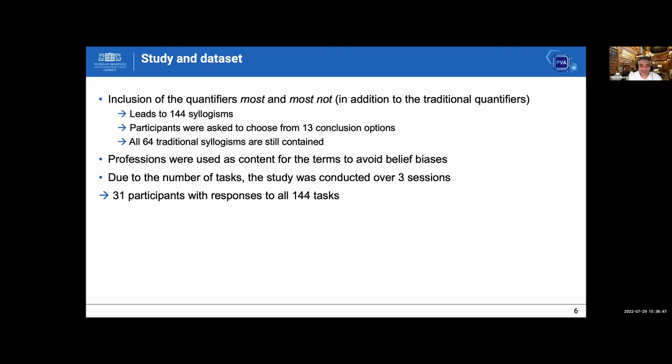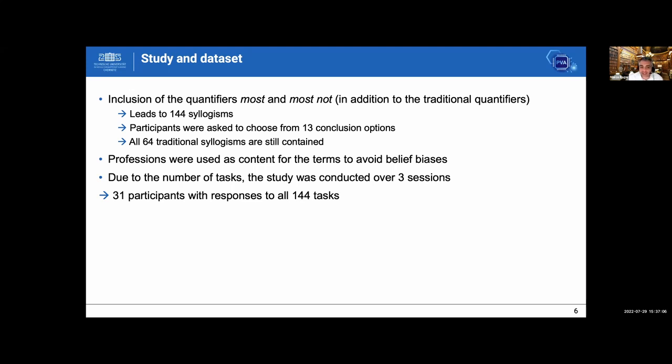And of course, you know that you can bore participants to death if you force them to do all of them. But on the other hand, because we are interested in the individuals as well, we wanted to have a nice way to do this. And so we decided to run them in 3 sessions.